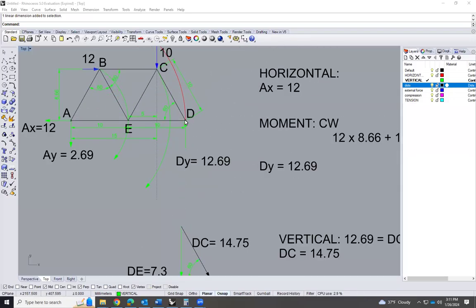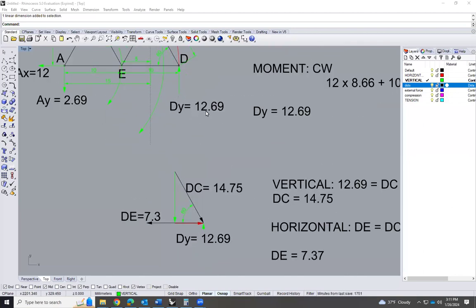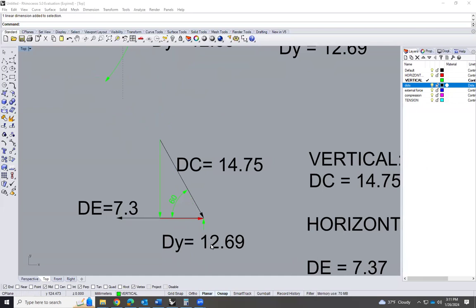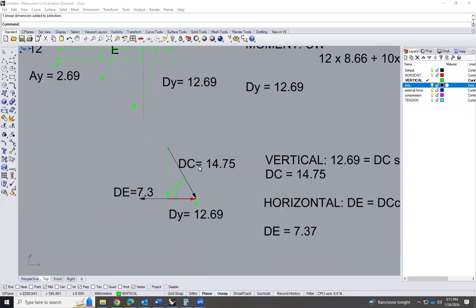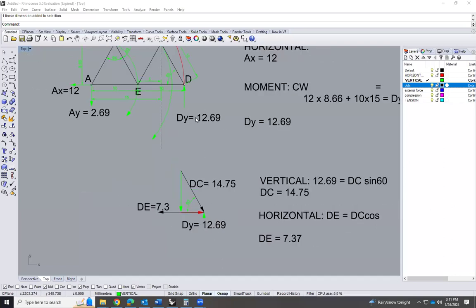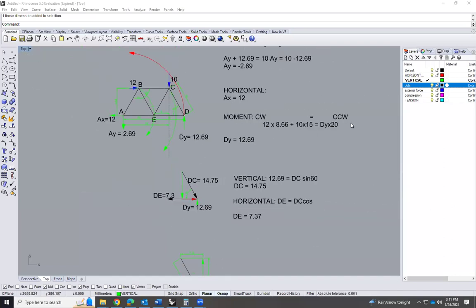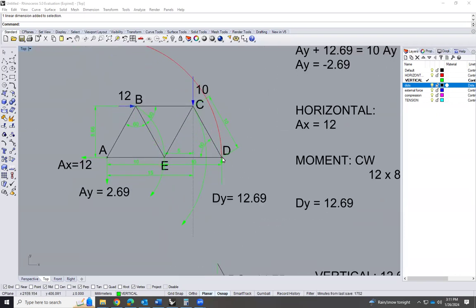We have already analyzed what happens at point D. At this point, we have the external reaction, 2.69, 2.69, 12.69. And then we have DE, this bar, and that bar. So we apply these equations, and we have that DC equals 14.75, DE equals 7.3, and DY is this vertical force, 12.69, that we calculated with the moment equilibrium here. So now we have to keep going. So we have analyzed what point D is.